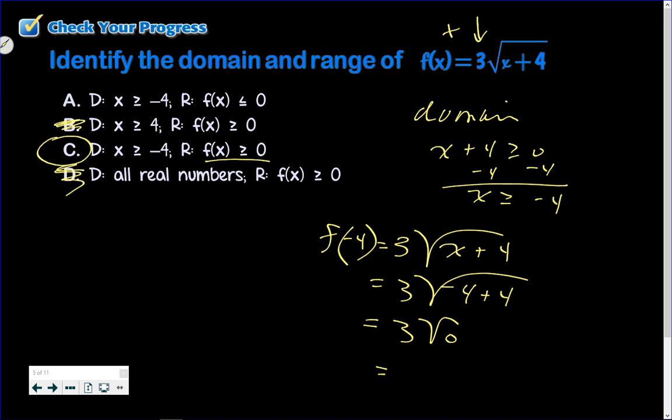Square root of 0 is 0, which equals 0. Okay, so my low point is negative 4 and 0.